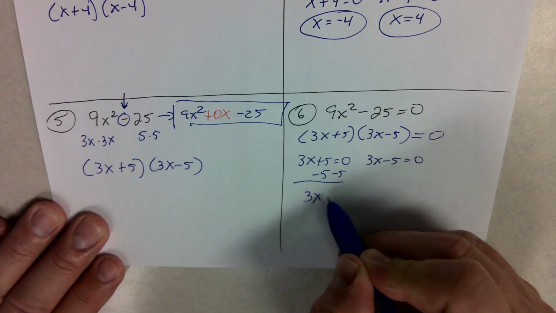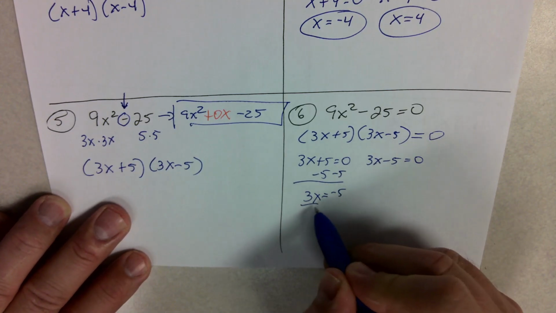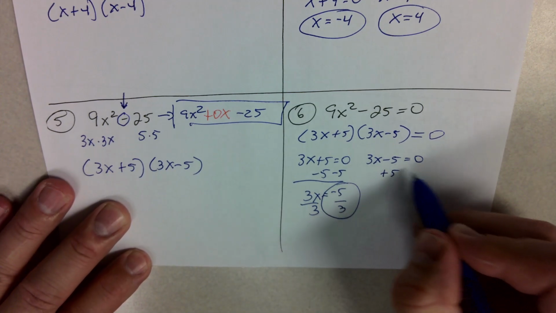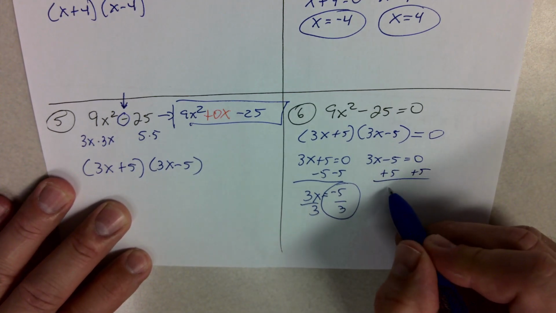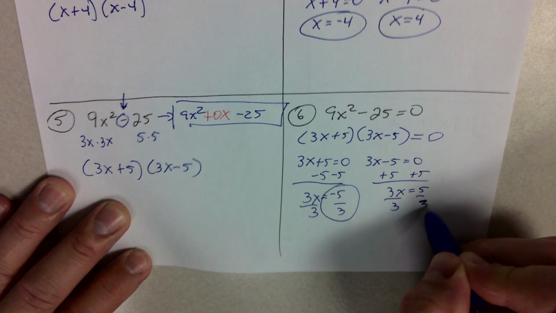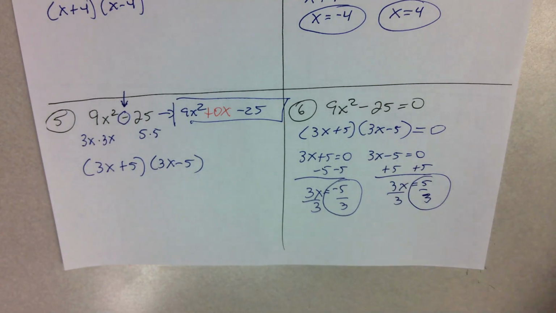Okay. So I get negative 5/3. Okay, and positive 5/3. Okay. I want everybody to get caught up there.